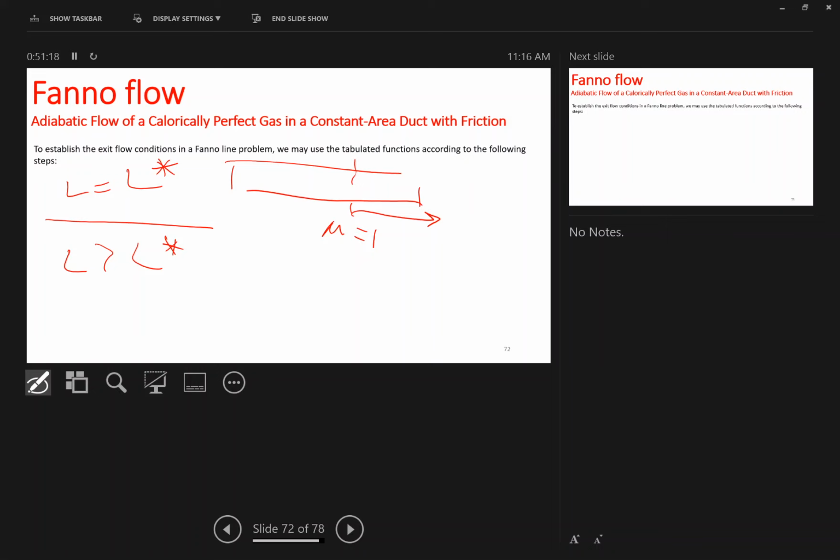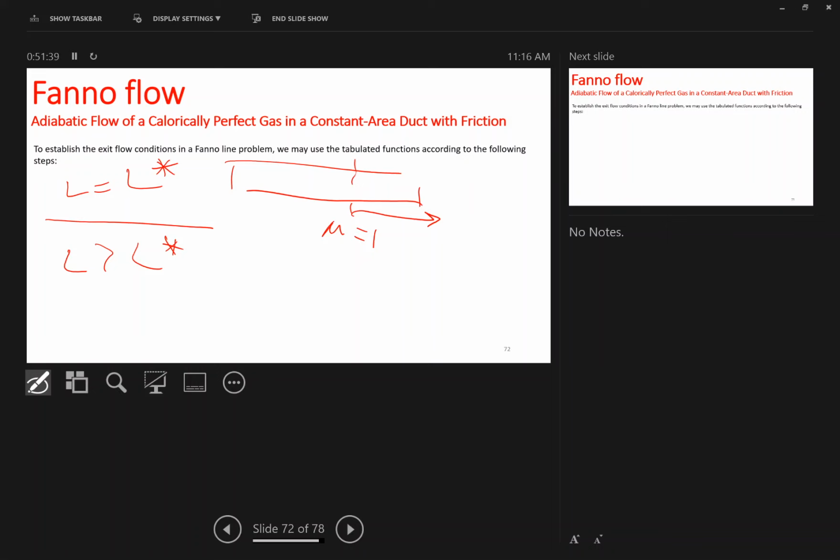So you said there's a new L star at the outlet? Is that what you said? Yes, it is. So let me actually, I have to use the board. It is hard to do this now.